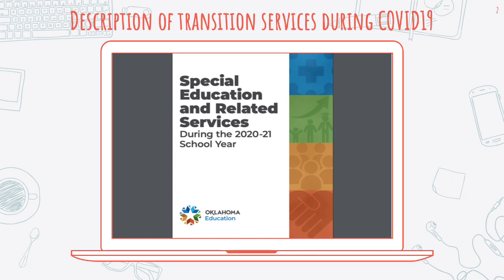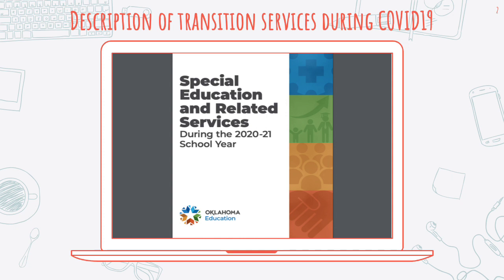Referring back to IDEA, it requires that transition planning begins no later than the first individual education program, or IEP, to be in effect when the child turns 16 and updated annually. Oklahoma's special education policy indicates that transition services must be in place for implementation by the beginning of the student's ninth grade year or upon turning the age of 16, specifically whichever one comes first.